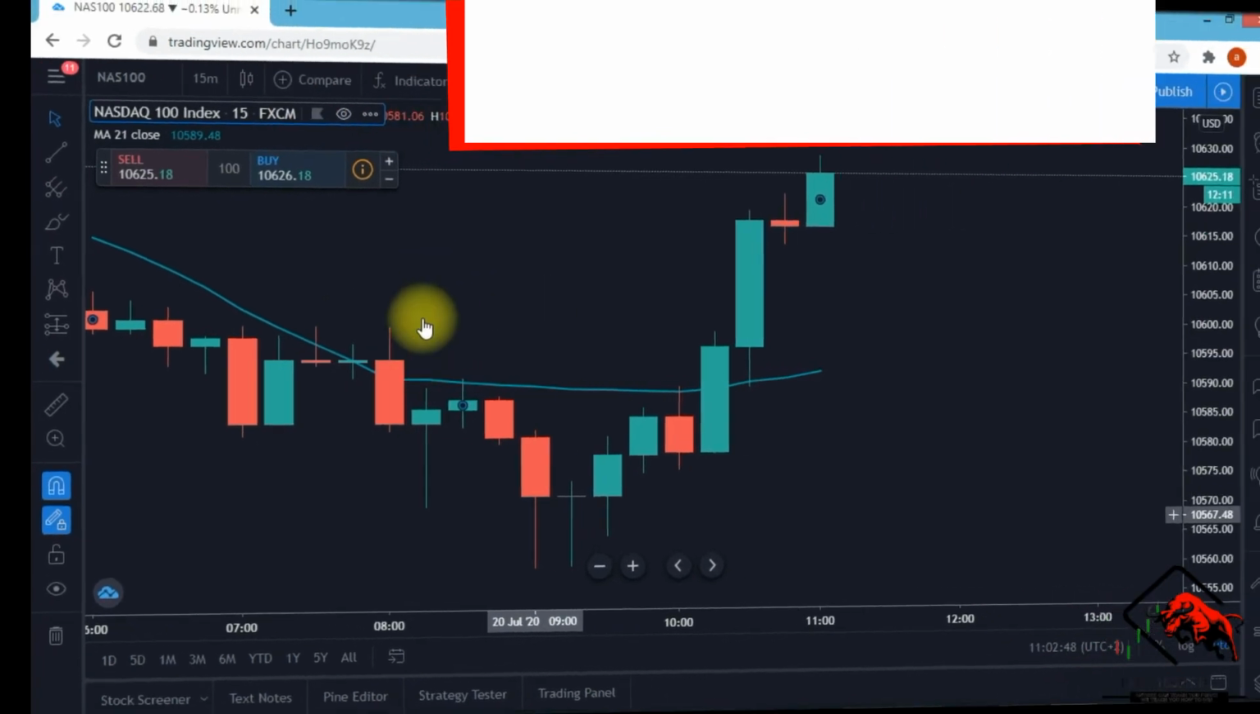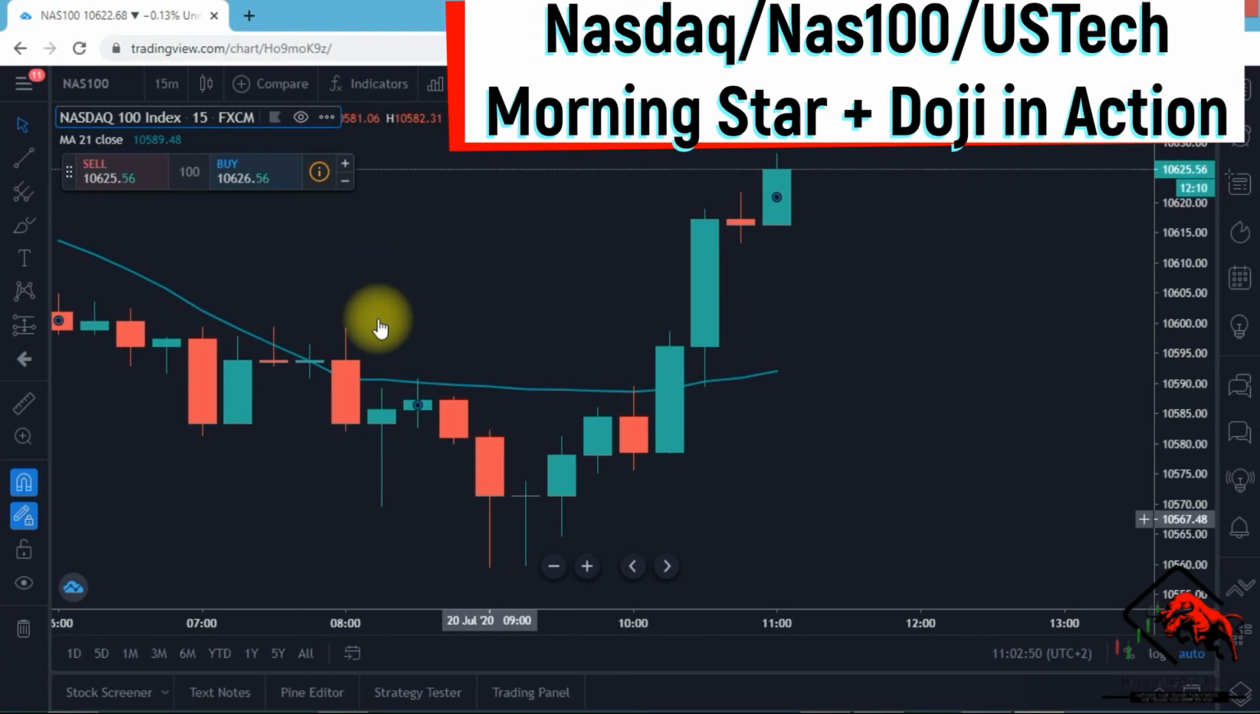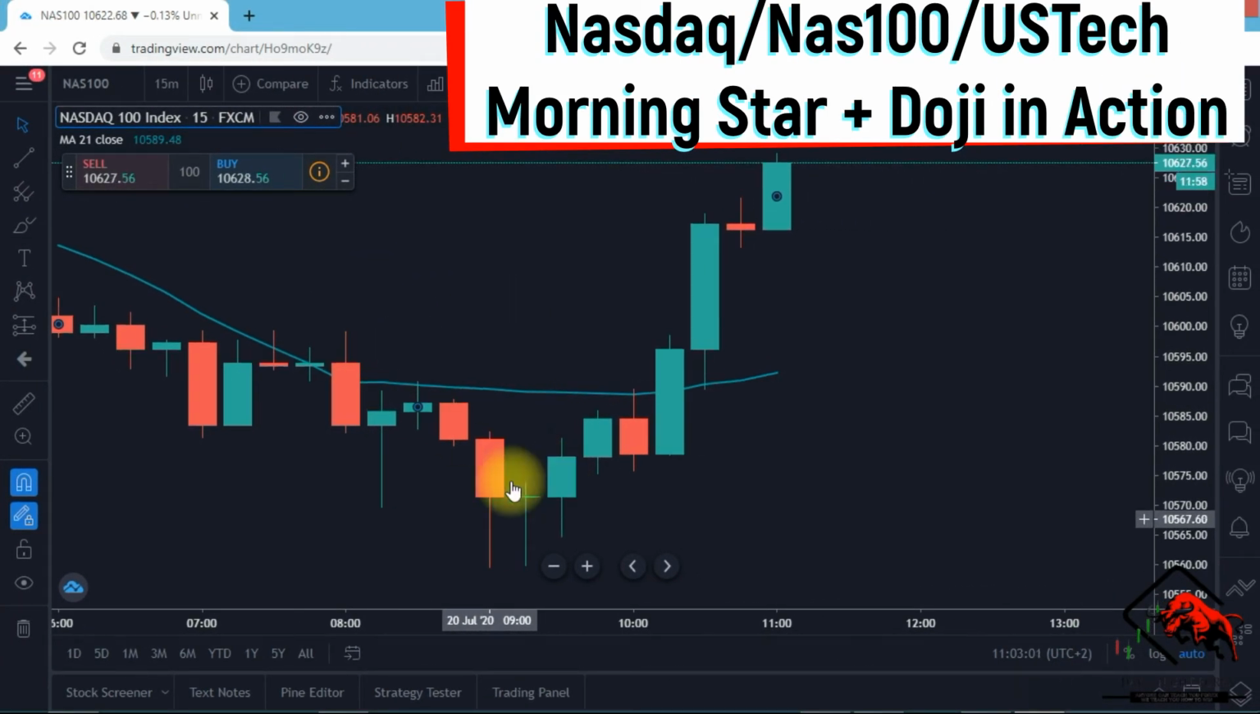So here's a live quick example. I was just looking at Nasdaq this morning, and we basically have a morning star just here on Nasdaq. As you can see, we had a bearish candle, and then a small body candle, and then this bullish candle which closed above the midpoint of the body of this previous candle, so confirming that as well.